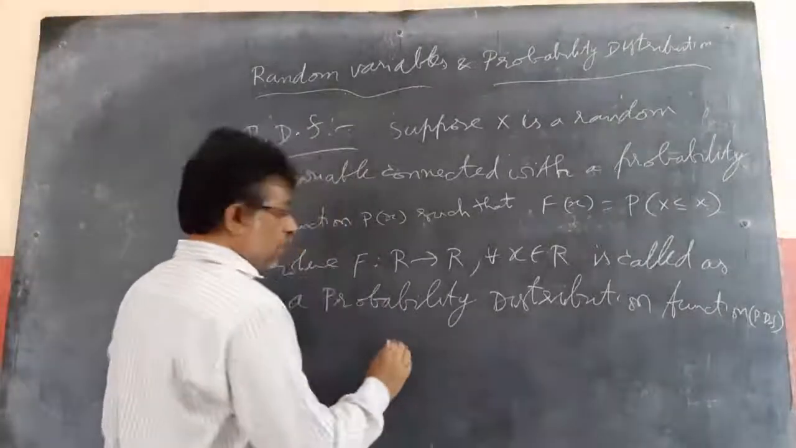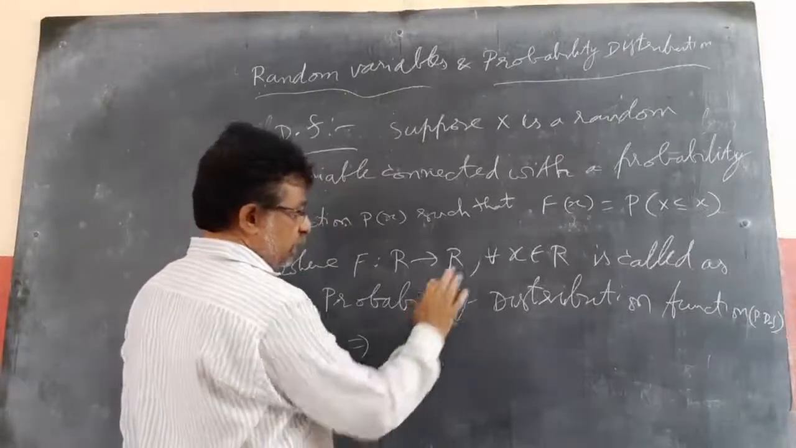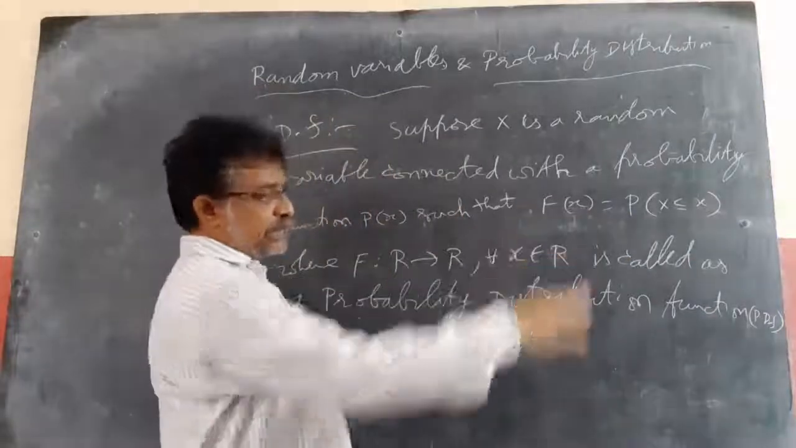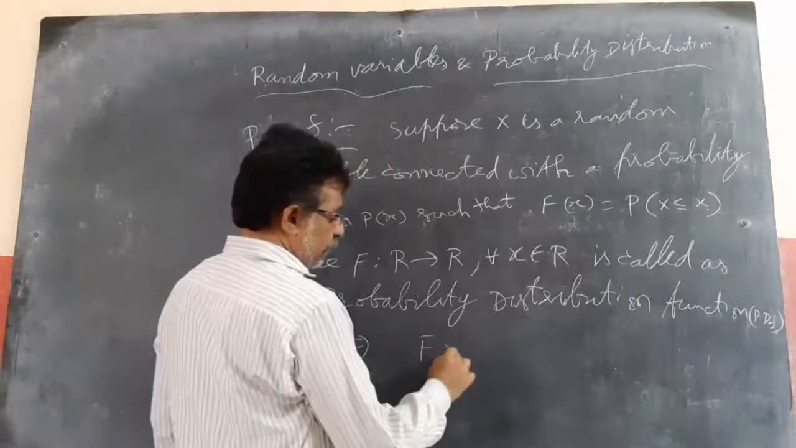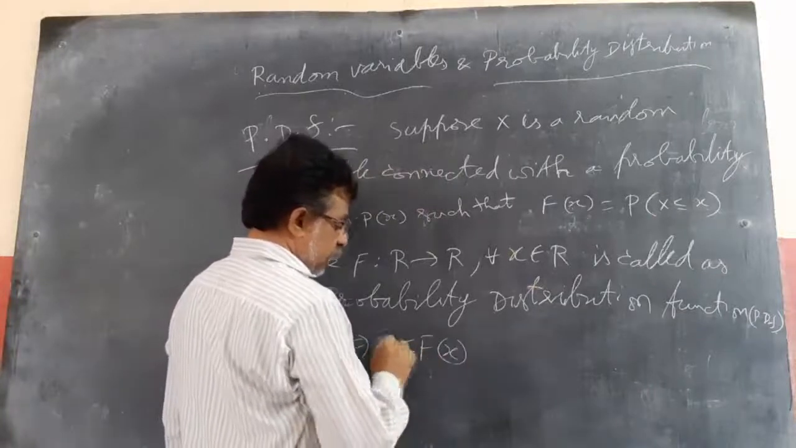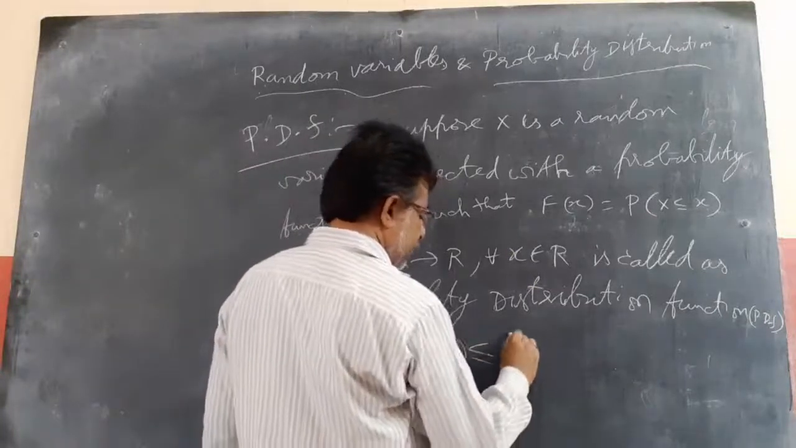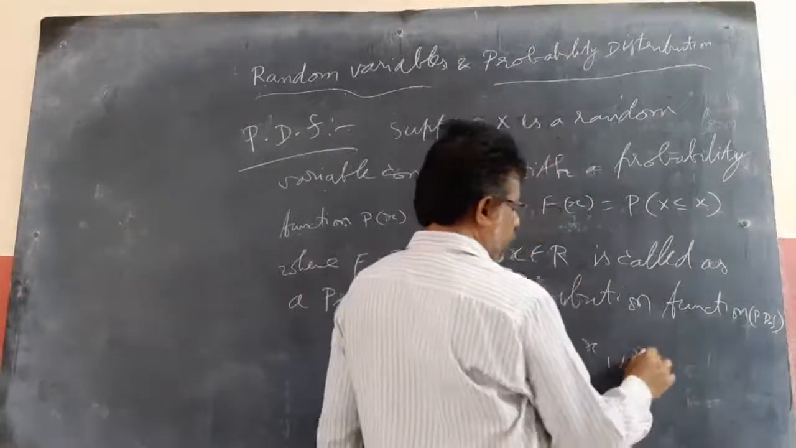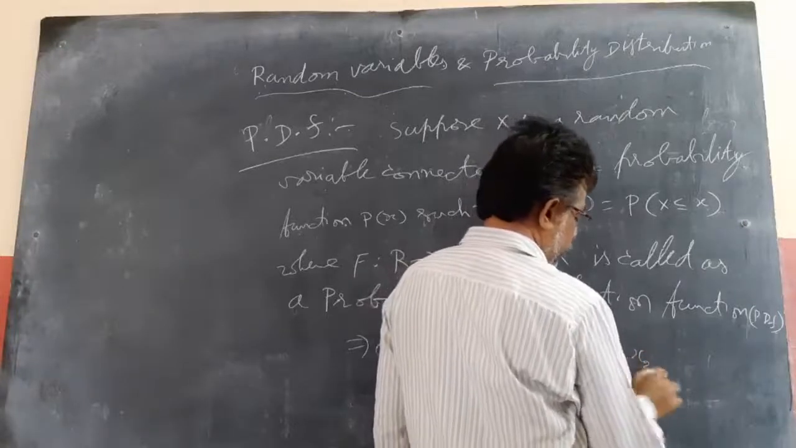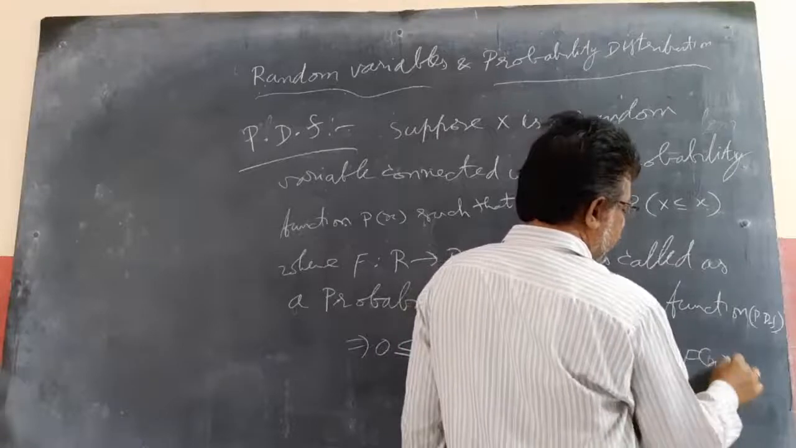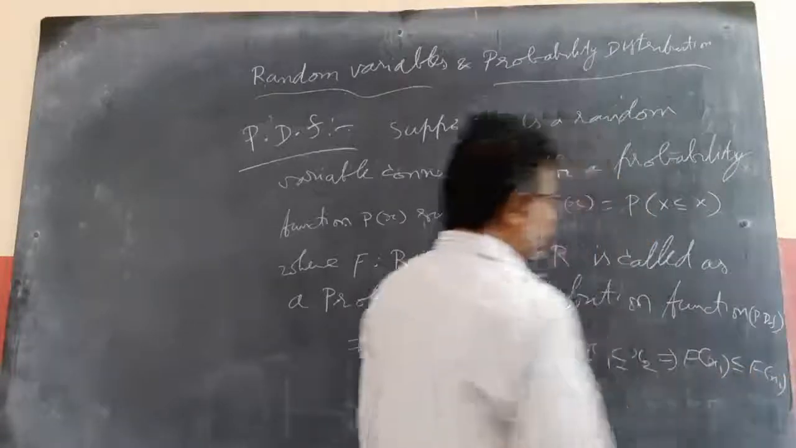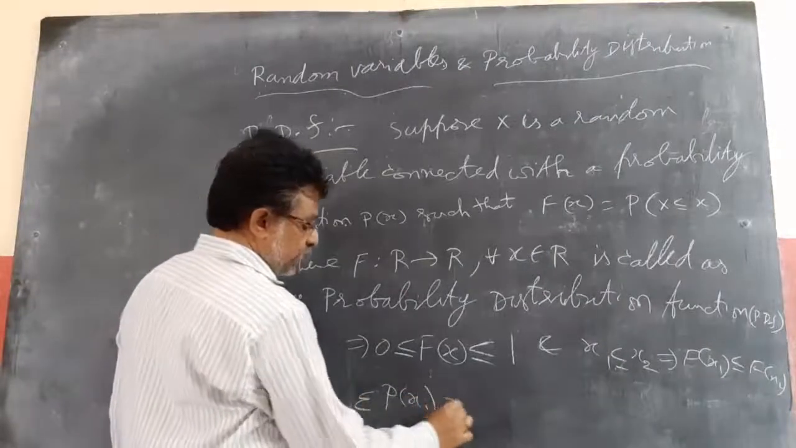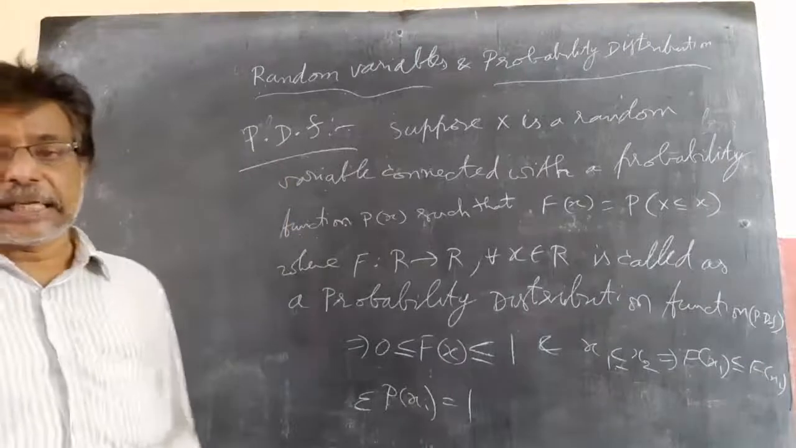This is a probability distribution function, P of x less than or equal to x. Probability always lies between 0 and 1, which implies F of x always lies between 0 and 1. And for every x1, x2 with x1 less than or equal to x2, F of x1 is less than or equal to F of x2. And we can say that sigma P of xi is always 1.